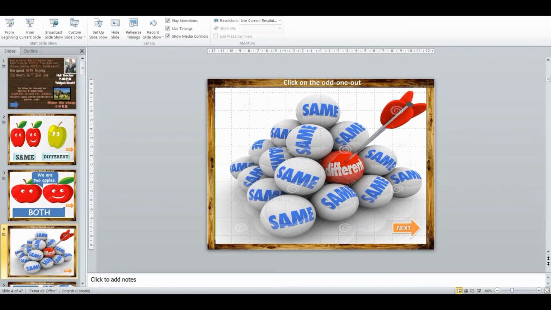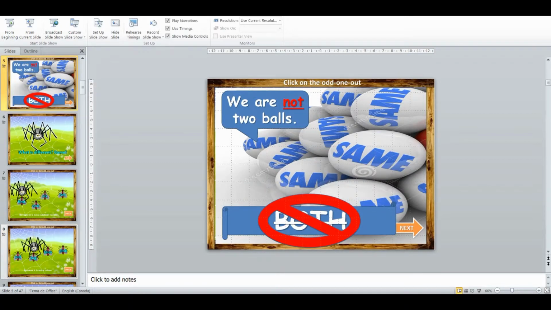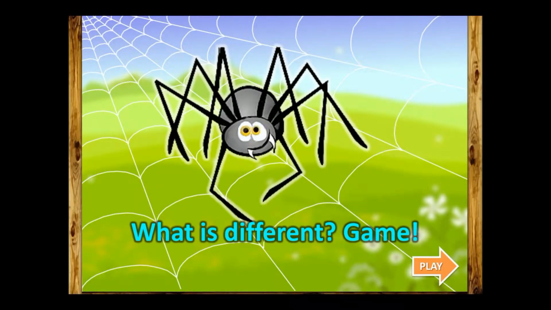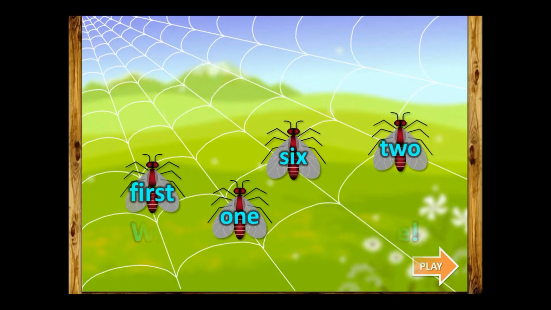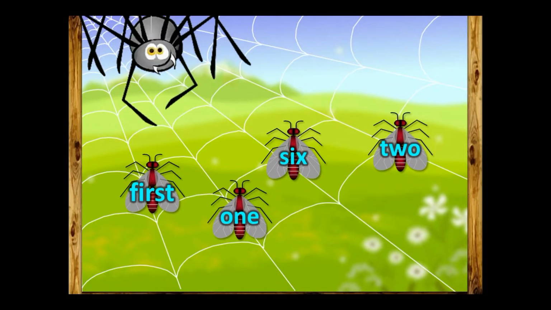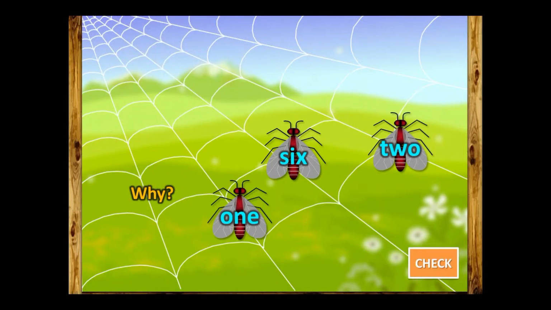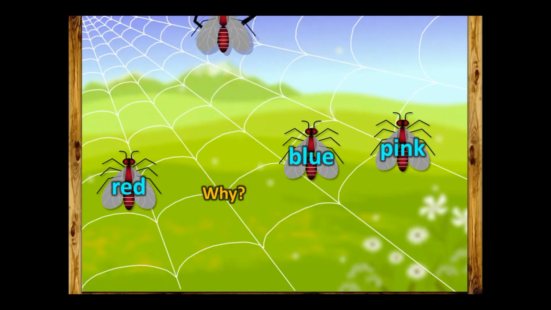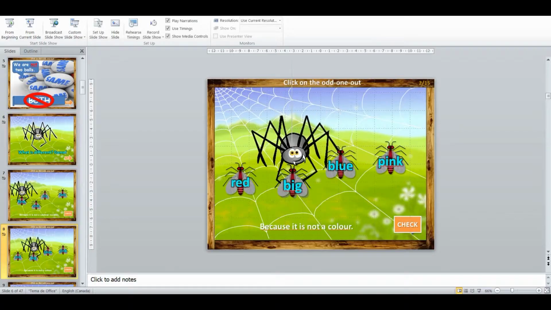And I have more examples here of same and different. Next we go into a what is the difference game. An odd one out. They have to tell me which one is not the same. And then they have to tell me why. So for example, with this one, what is different? They can tell me correct. But why is it different? Because obviously it's not a color.